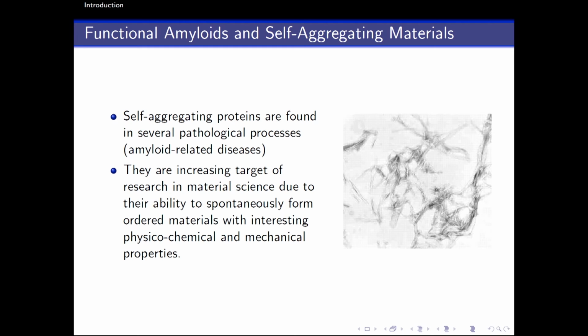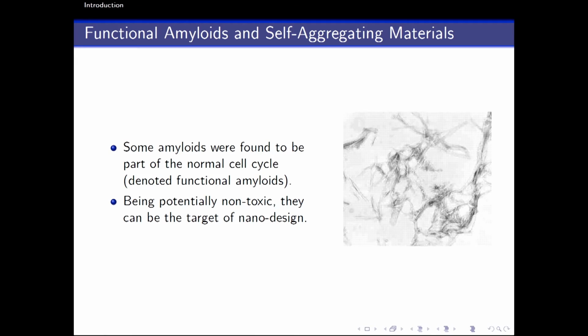Another reason that amyloids have been researched so heavily in the last few years is that there's been an improvement in techniques to discover their atomic properties and other properties. Now, in addition to amyloids that cause diseases, there are some amyloids that have recently been found to be part of the normal cell cycle. And we call these amyloids functional amyloids.